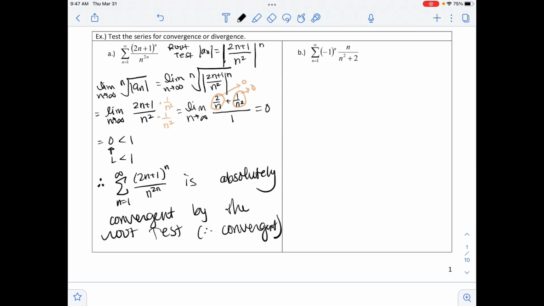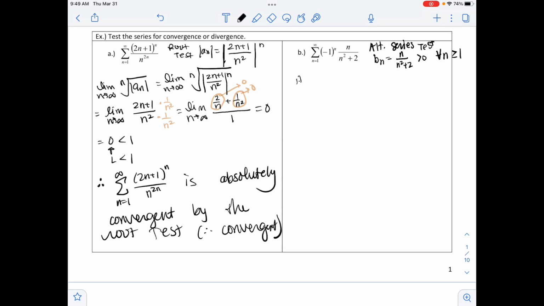B says the sum from n equals 1 to infinity of negative 1 to the nth power times n over n squared plus 2. I notice that this is alternating, so I'm going to consider the alternating series test. To do that, I'm going to look at b sub n, which is just n over n squared plus 2, which is greater than 0 for all n. And again, we're only dealing with n greater than or equal to 1. In order to do the alternating series test, we need to make sure that it is decreasing. This is not as clear that it is decreasing.